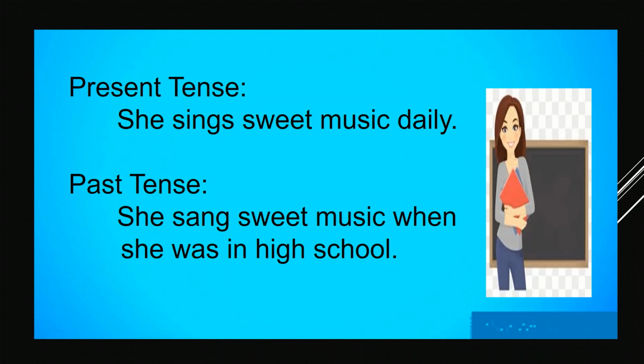Let's see the difference between the two. The subject in the present tense is she, and it is a singular subject. So the verb sings ends with S. The action is repeatedly done or habitually done, and it shows by the word daily. In the past tense, the verb is sang because the action happened at a definite time, which is when she was in high school.